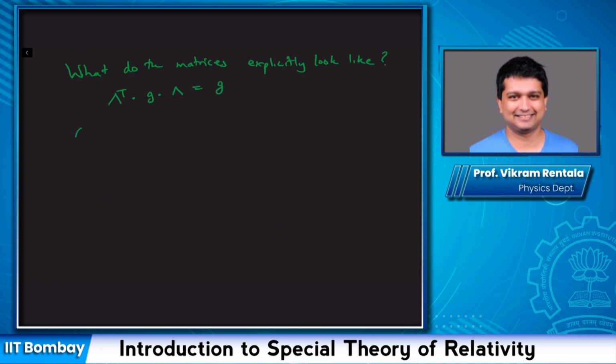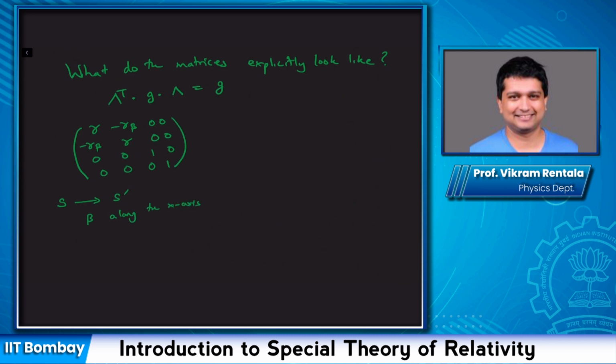So one of them we've already written down is the matrix of this form: gamma, minus gamma beta, 0, 0; minus gamma beta, gamma, 0, 0; 0, 0, 1, 0; 0, 0, 0, 1. And this corresponds to taking us from a frame S to a frame S prime, which is moving at a relative speed beta along the x-axis.